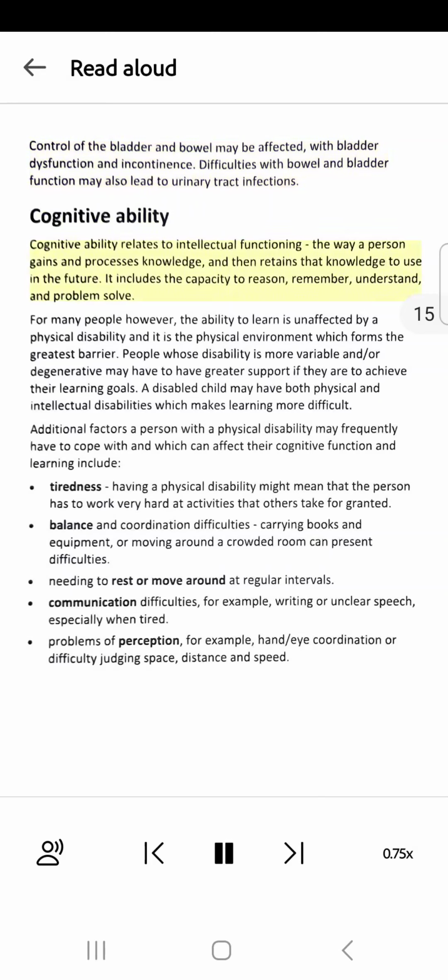Cognitive ability. Cognitive ability relates to intellectual functioning, the way a person gains and processes knowledge, and then retains that knowledge to use in the future. It includes the capacity to reason, remember, understand, and problem solve. For many people, however, the ability to learn is unaffected by a physical disability, and it is the physical environment which forms the greatest barrier.